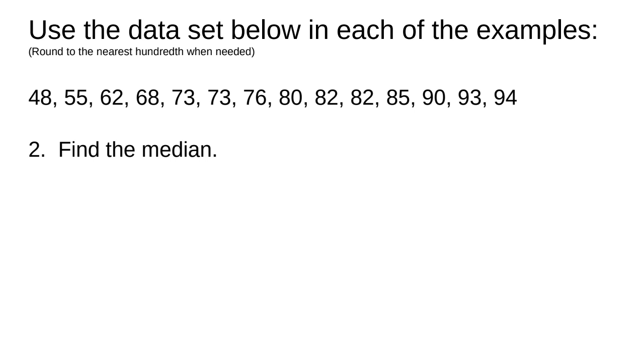Example 2 is asking us to find the median. The median is the number in the middle, but before we can find that, we have to make sure our data set is in order. They were nice to us on this one. They gave us the data already in order from smallest to biggest, so we're ready to go.